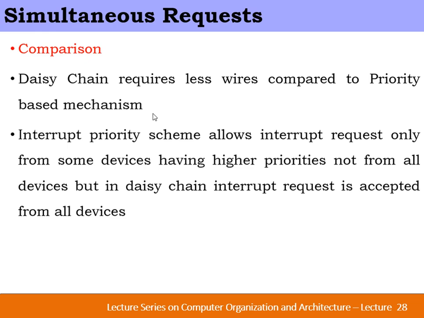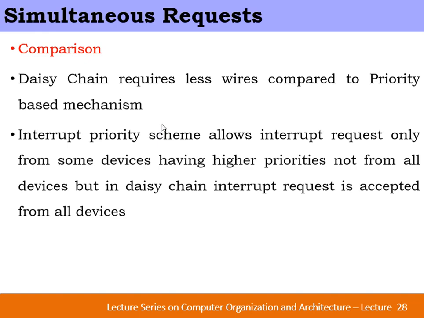The interrupt priority scheme allows interrupt requests only from some devices having a higher priority, not from all the devices. It is going to accept the interrupt request only from the devices which have the highest priority, and it is not going to receive the interrupt request from all the devices. But in case of daisy chain, interrupt requests are accepted from all the devices, but the device which is closest to the processor will get service first. That itself will have the highest priority.